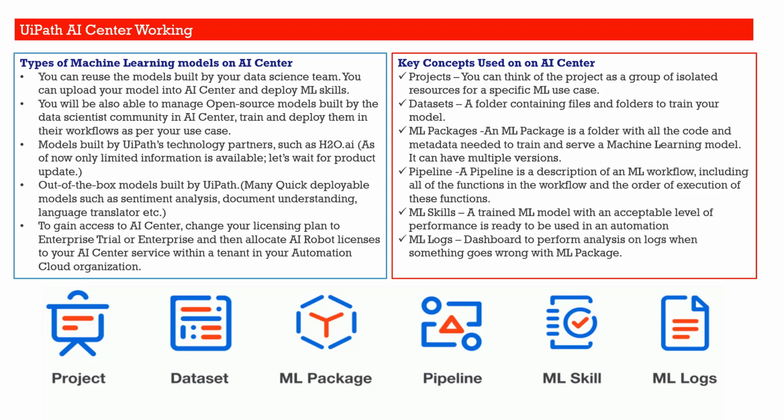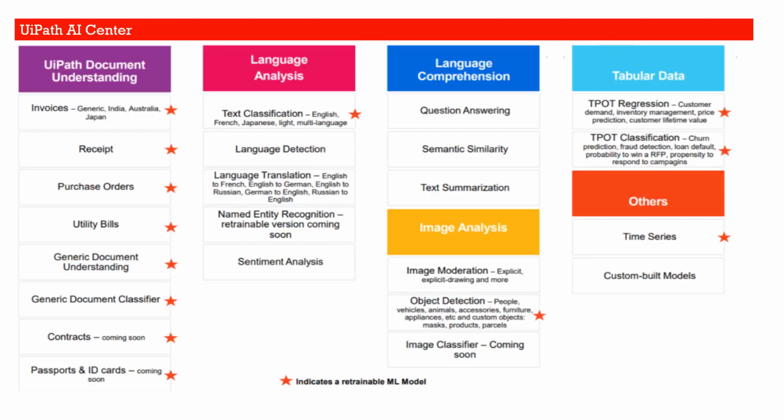Before going to AI Center and creating a new project, I just wanted to highlight what kind of ML packages, or machine learning packages, we have available as of now at AI Center. This list might be updated or keeps changing because the UiPath team keeps updating these machine learning and open source models onto the platform. When I last saw it, these are the models which are available on UiPath AI Center.